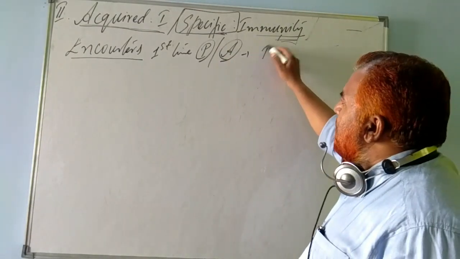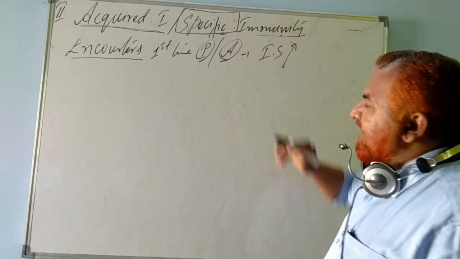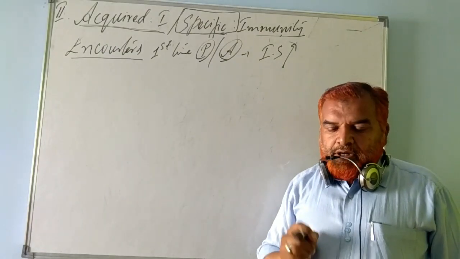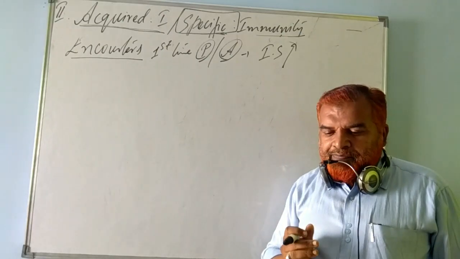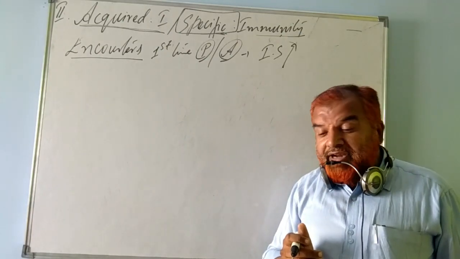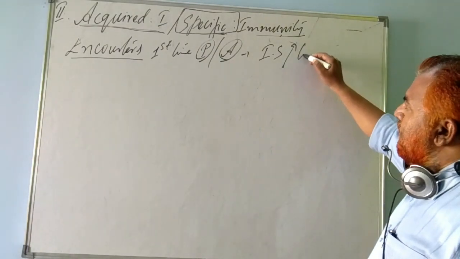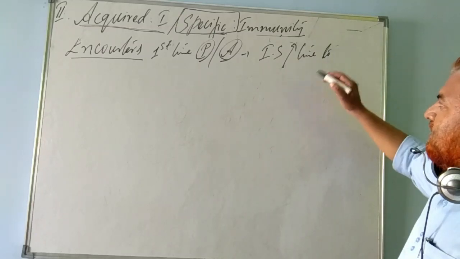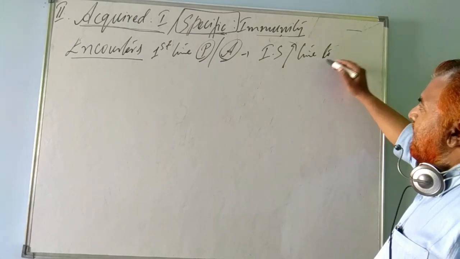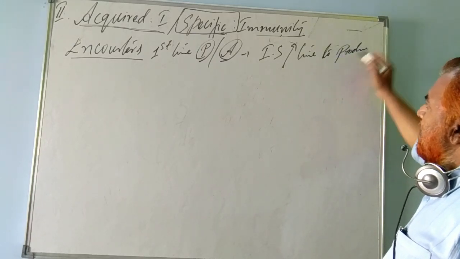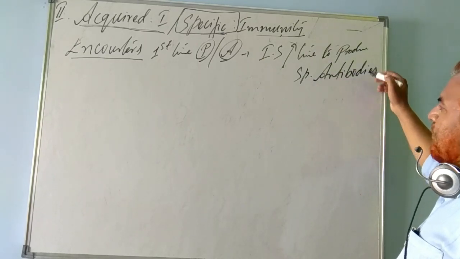So our immune system takes more time to identify the nature of that antigen: what type of antigen it is, what proteins it has, what is the structure of that antigen, what is its molecular weight, what is its chemical composition. It takes more time to analyze and study the nature of the antigen, and then it produces specific antibodies.